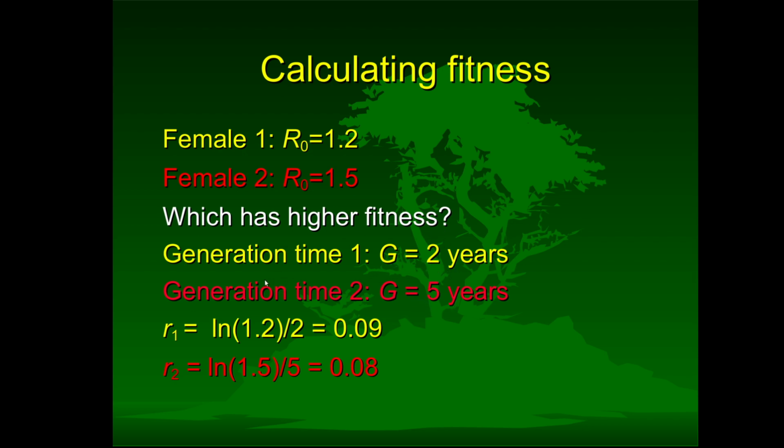So let's calculate. Little r for 1, the fitness for 1, is the log of net reproductive rate divided by the generation time, that's 0.09. And little r for the second is 0.08. So even though female 2 has the higher net reproductive rate, she has slightly lower fitness because her generation time is a bit longer, more than twice as long.